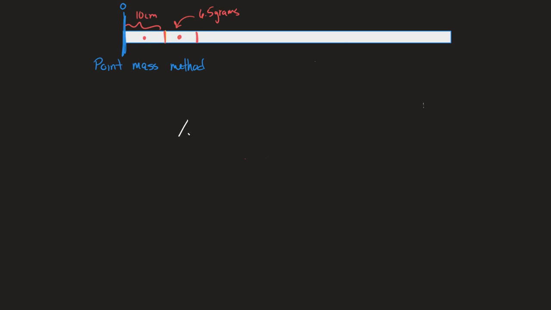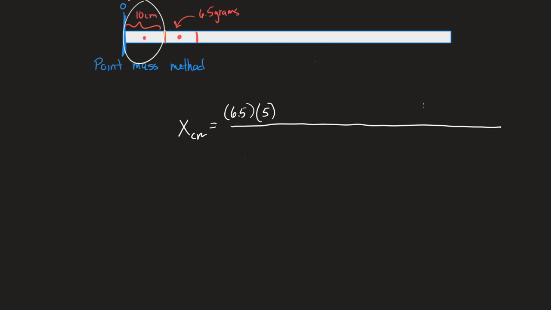So, again, my top is a sum. And my first piece is 6.5 grams located at a distance 5 centimeters from 0. That's where this piece is. My second piece, also 6.5 grams, is located how far away from 0? 15. My third piece is 6.5 grams, located how far away from 0? I'm seeing a pattern develop.